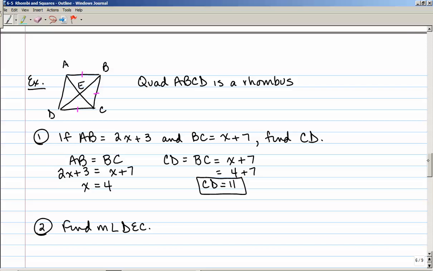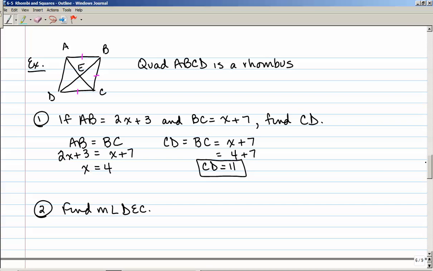Example number 2. Find the measure of angle DEC. Well, looking at the picture, angle DEC is one of those angles formed in the middle by the diagonals where they bisect each other, and one of the special characteristics of a rhombus is that those are right angles, that the diagonals are perpendicular to each other. So the measure of angle DEC is 90 degrees. Since the diagonals are perpendicular, they form right angles, and all right angles measure 90 degrees.